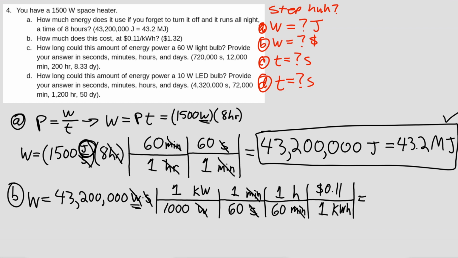So now I've got a lot of work to do in the calculator, but take it part by part. It won't be that bad. Start with 43,200,000, multiply by 1, by 1, by 1, and then by 0.11 for the 11 cents, and then you divide by 1,000, and then you divide by 60, and then you divide by 60, and then you divide by 1. And if you do all of that, you're going to get $1.32.